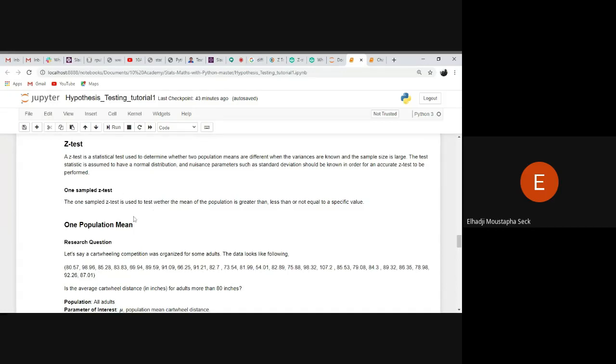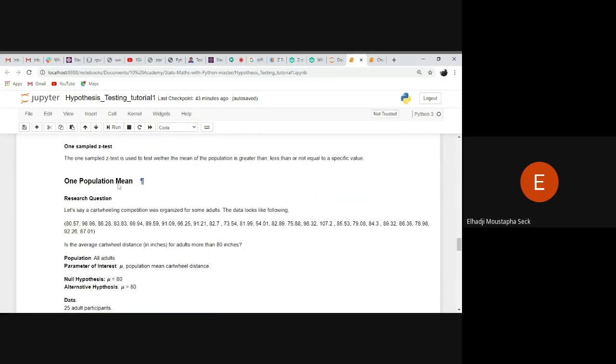The one sample z-test is used to test whether the mean of the population is greater than, less than, or not equal to a specific value. So we have a mean of a population and we set a value. Like we have to now test if the mean of our population is equal to that value we set or if not. So let's consider this research question.